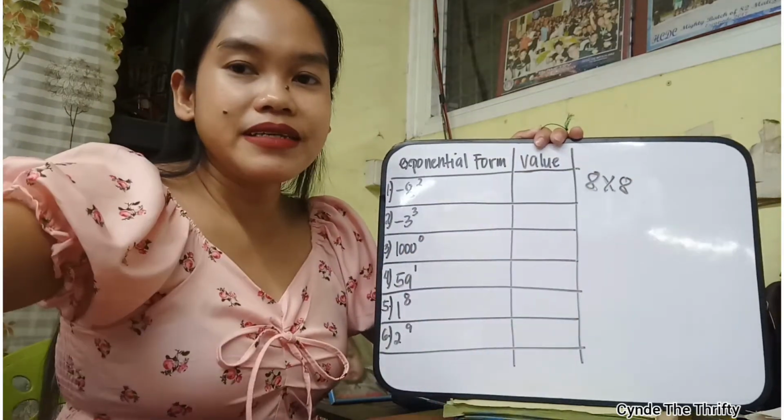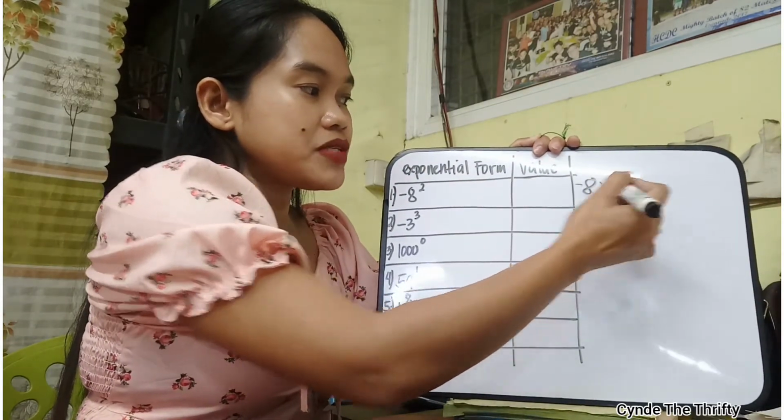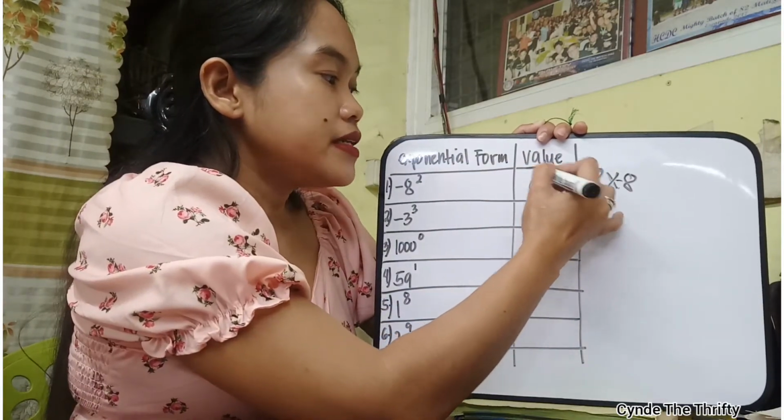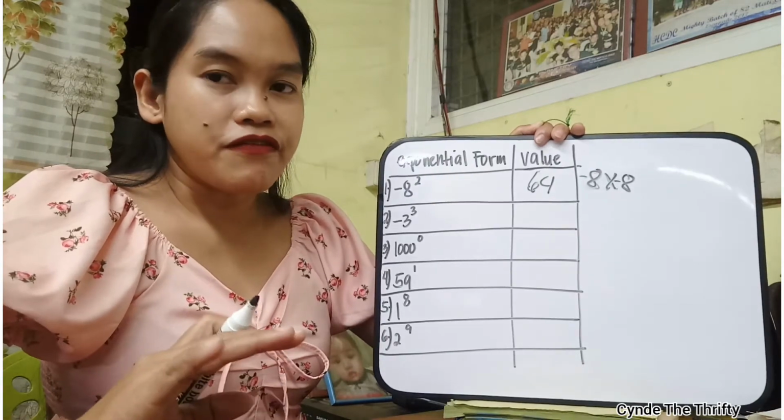So, negative 8 rather, sorry. Negative 8 times negative 8 is equal to positive 64. So, ang value ng ating negative 8 squared is equal to 64.